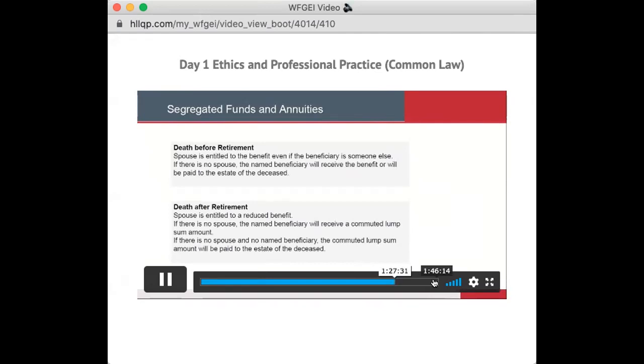If there is no spouse, then once again, the named beneficiary would receive the commuted lump sum. In other words, they don't want to necessarily pay forever and a day, obviously. So they'll simply do what's called a present value, and they'll just hand over a check to the beneficiary. If there is no spouse and no named beneficiary, then the commuted lump sum, of course, will be paid to my estate.